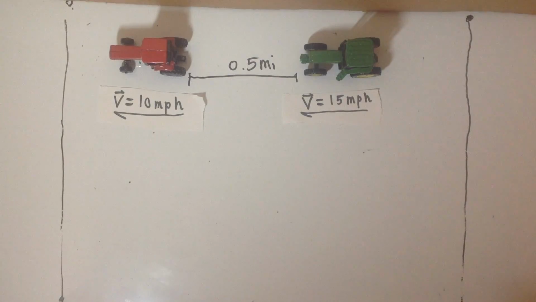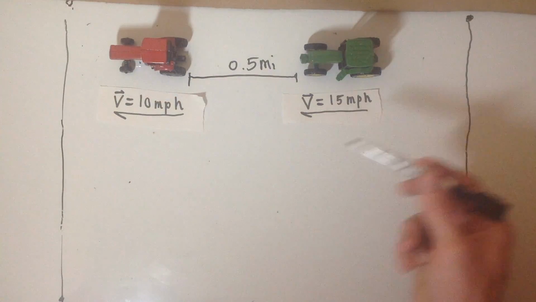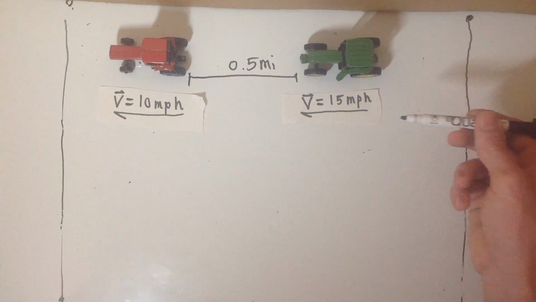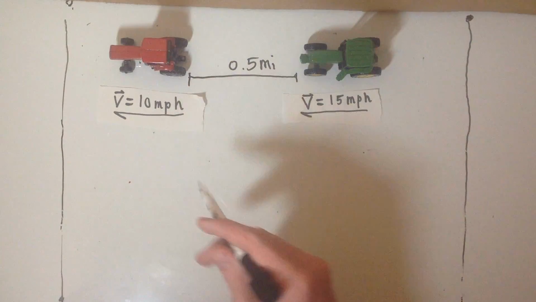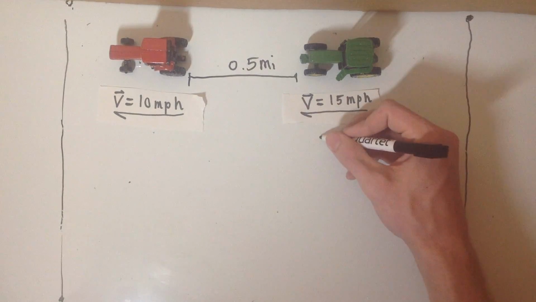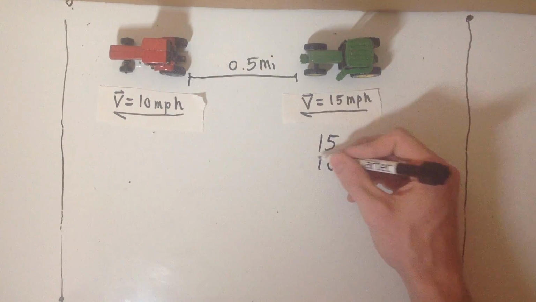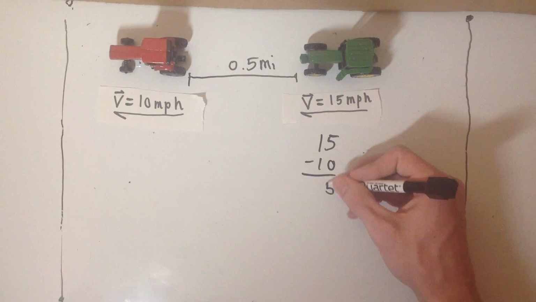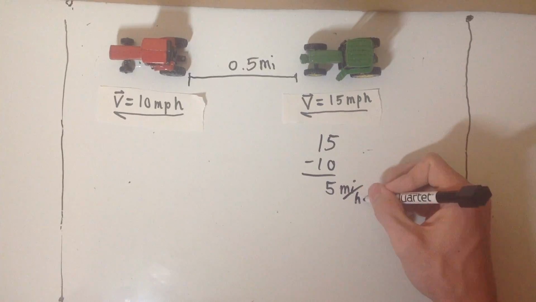In order to do this, we need to think of velocity in terms of relative velocity. We have this one going 10 miles per hour in that direction, and then 15 miles per hour in the same direction. We want to find the difference of speed between the two, so we subtract our 15 miles per hour and our 10 miles per hour, and we're left with 5 miles per hour.